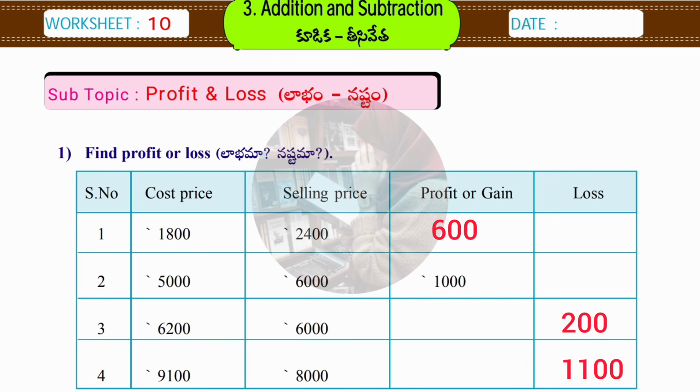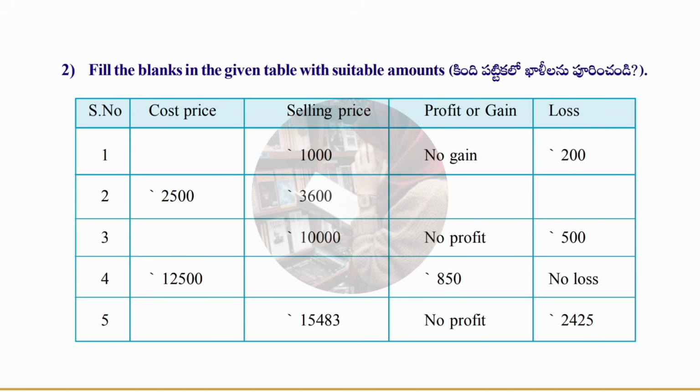Okay, so in this way you have to do this type of sums. Let's see the second question, which is to fill in the blanks in the given table with suitable amounts. Here also one table is given of selling price and cost price. It has 5 columns: first column is serial number, second is cost price, third is selling price, fourth is profit or gain, fifth is loss.